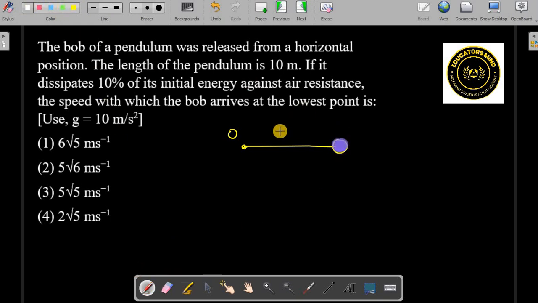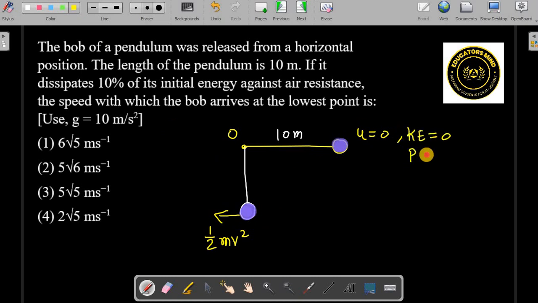And they have also given the length. This is 10 meters. If it dissipates 10% of initial energy against resistance, so when it is coming here, energy is getting lost because of friction. So when it is coming here, it will have some kinetic energy, half mv square. Initially you have released, so the kinetic energy is 0. Okay, only there is potential energy, which is mgh.